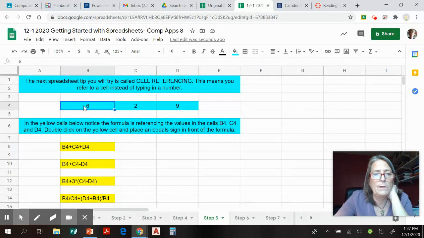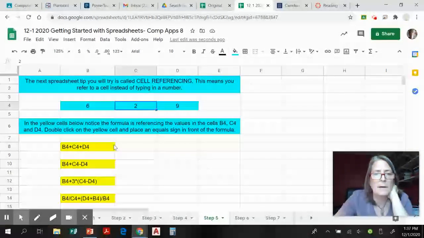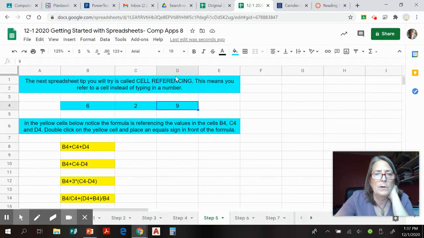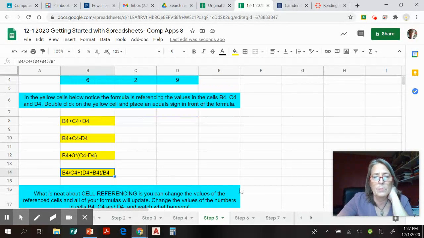So we're talking B4 plus C4 plus D4, or B4 plus C4 minus D4, okay? So each one of these cells has an address, and we're referencing each cell in our formula. So I hope that makes sense. Have some fun with it and play around with it. And that's all we're doing today, okay?